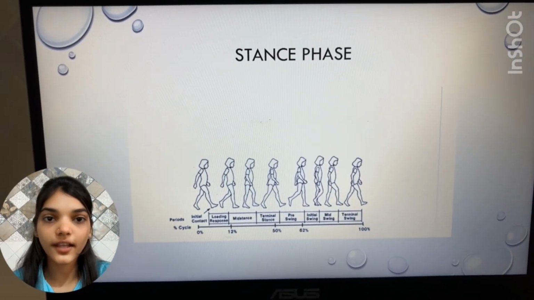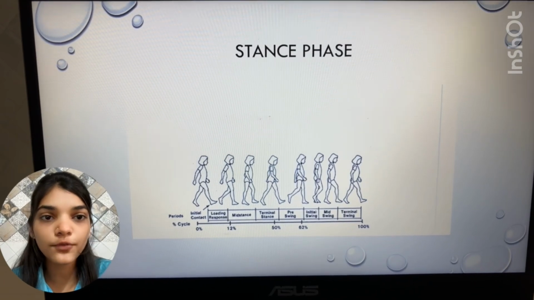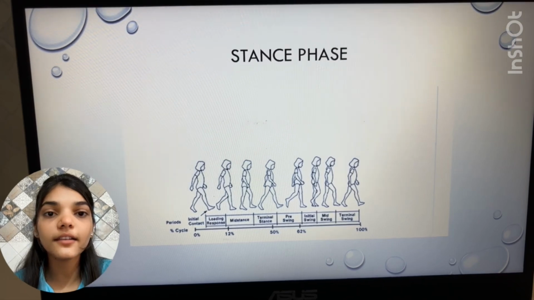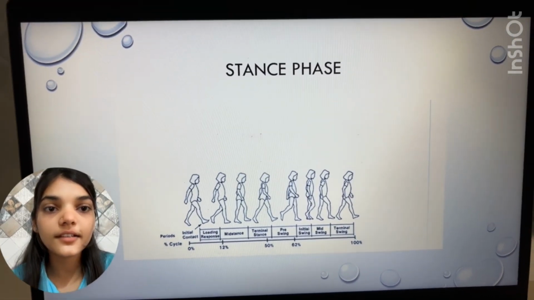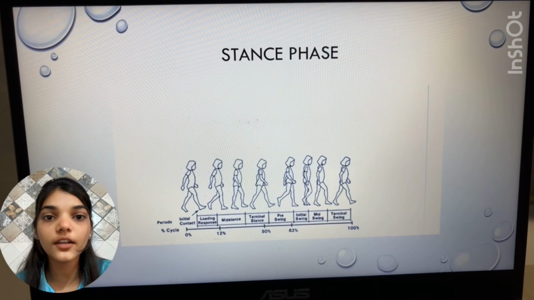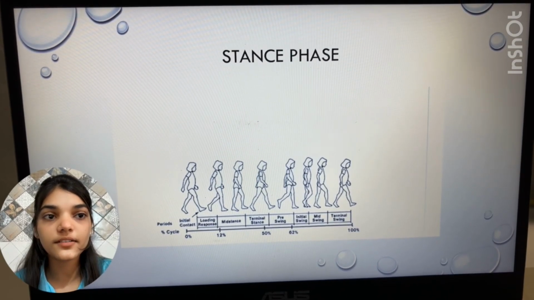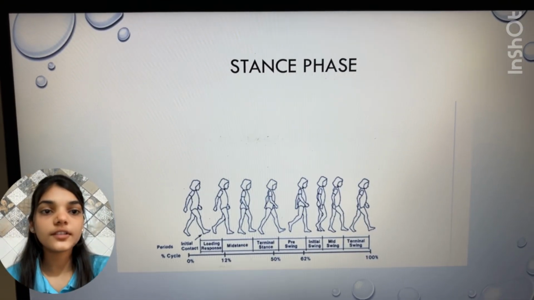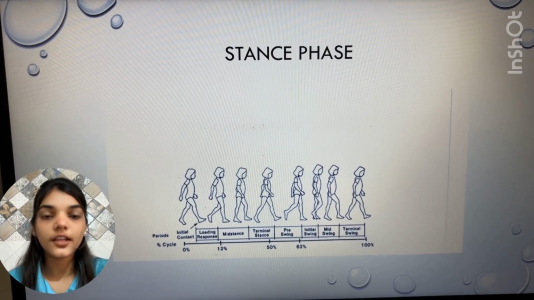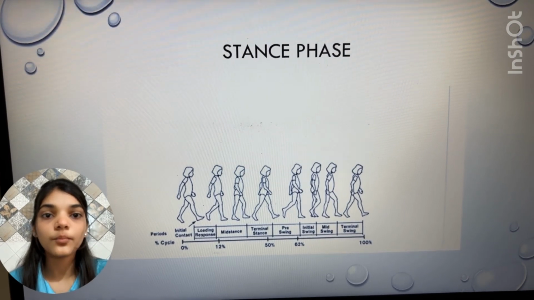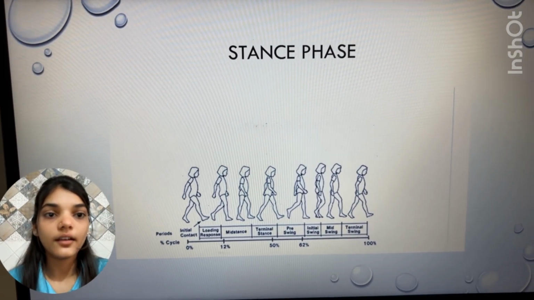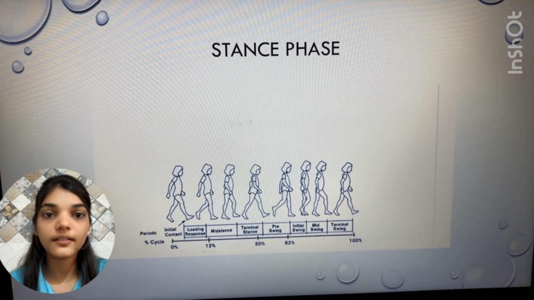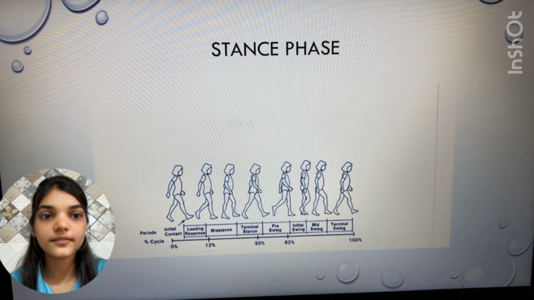Now we will understand the diagram of RLA terminologies. First of all, initial contact: the heel touches the ground. Second is loading response: weight is shifted onto the limb. Third is mid stance: weight is shifted onto the supporting limb. Fourth is terminal stance: heel off the ground and the body moves ahead. Fifth is pre-swing: toe pushes the ground and is ready for swing phase.